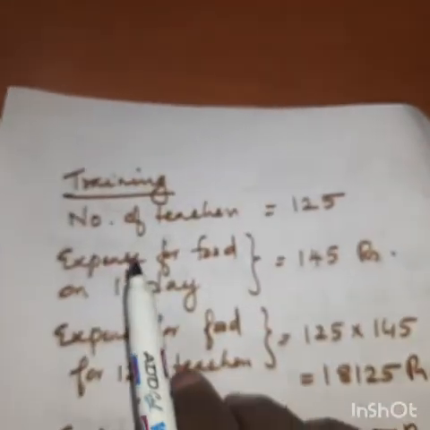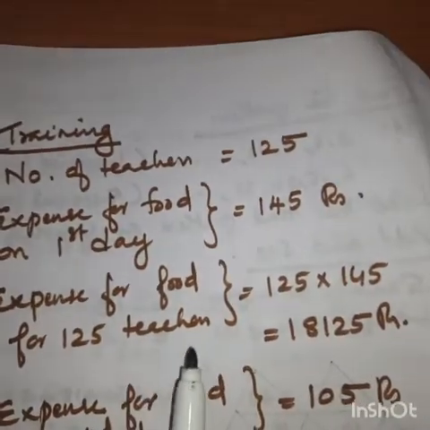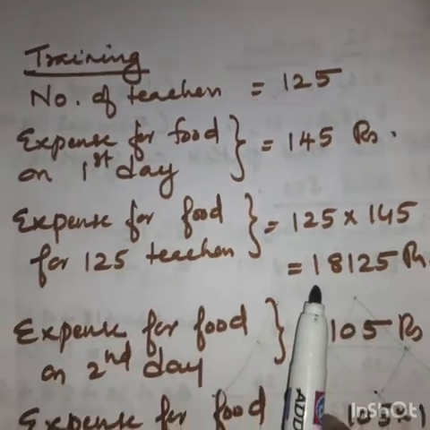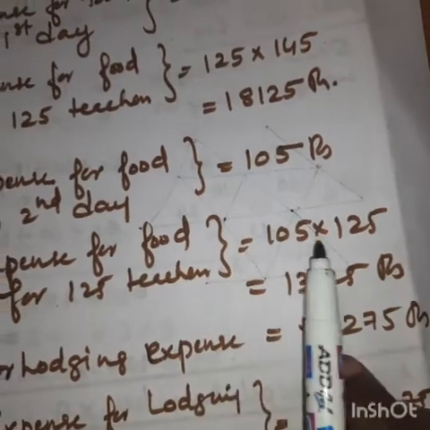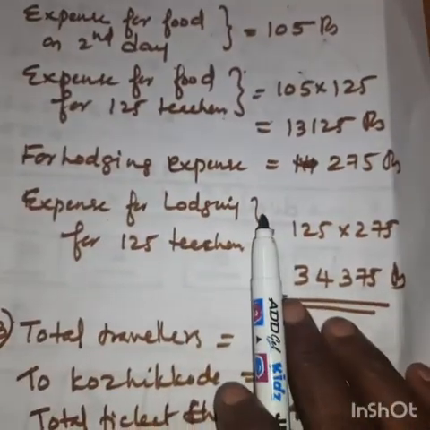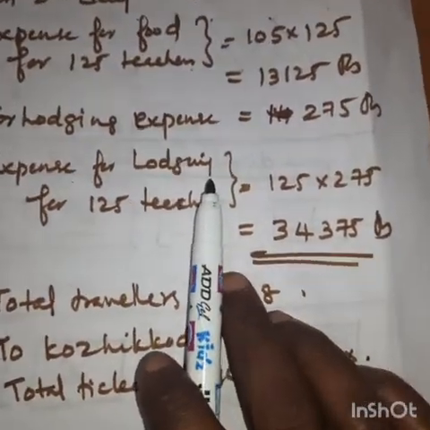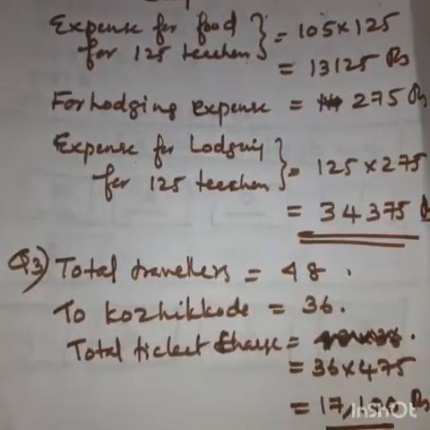Number of teachers 125. Therefore, expense for food for the first day 145, that is, expense for food for 125 teachers, 125 into 145, 18,125. Expense for food on the second day 105. For 125 teachers, 105 and 125, 13,125. Then expense for lodging 275. Therefore 125 into 275, 34,375.